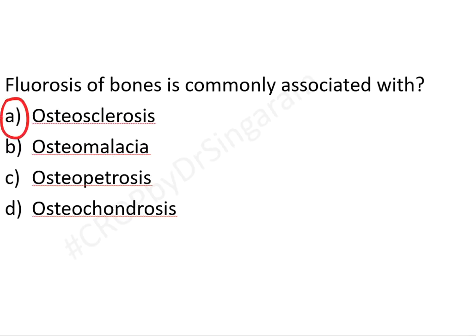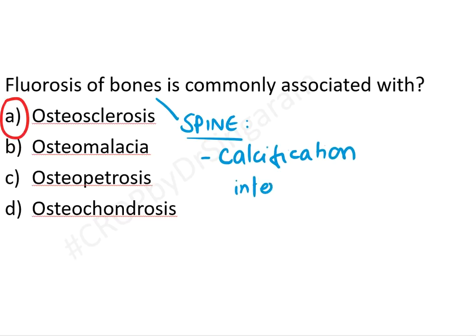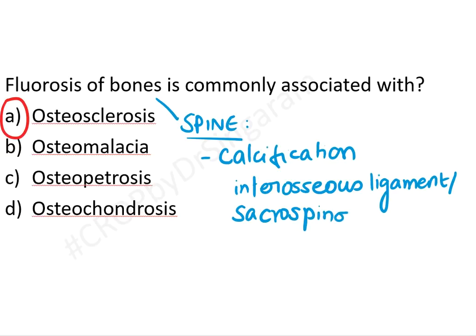Remember some points about fluorosis. Fluorosis commonly affects the spine, the vertebral column, and one characteristic feature is osteosclerosis. Second, very important and can be asked in the upcoming exam, is calcification of interosseous ligaments, that is, the ligaments between two bones, or interosseous membranes also. One more very characteristic feature in the vertebral column is calcification of the sacrospinous ligaments.